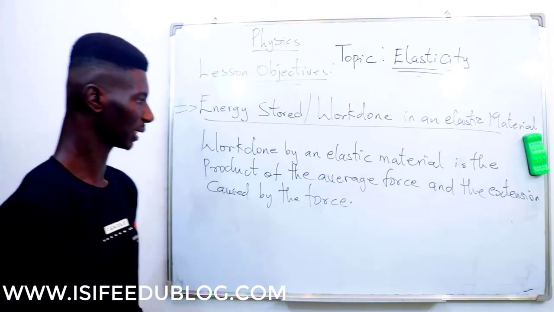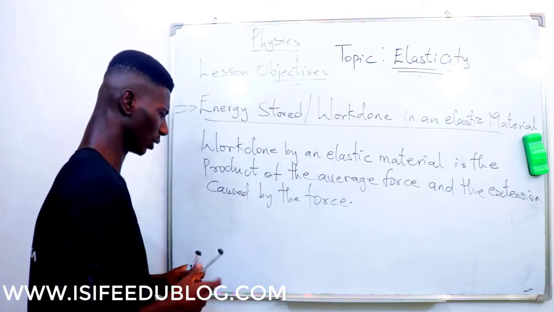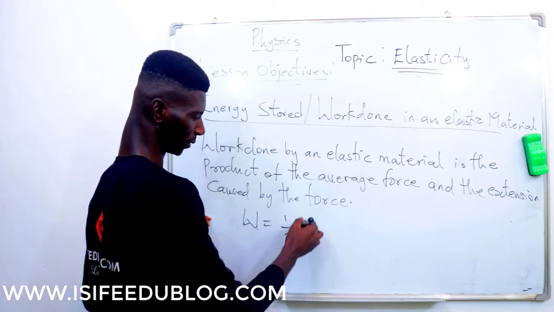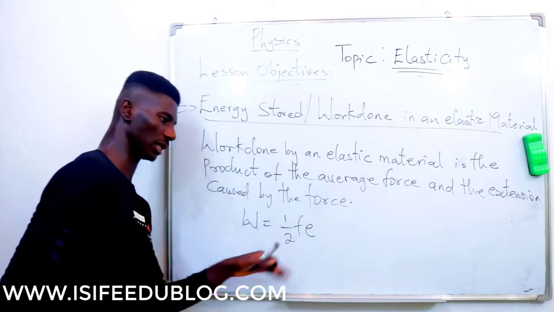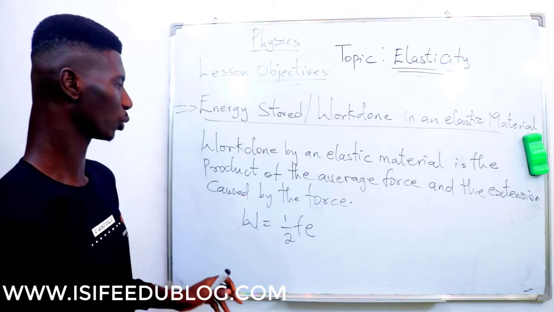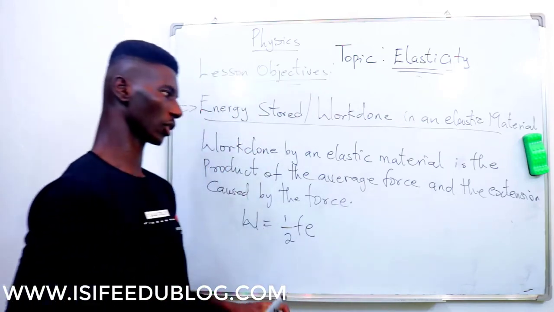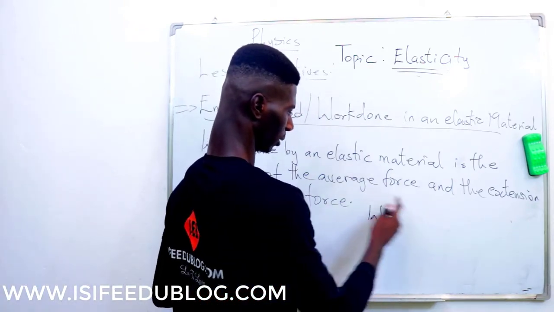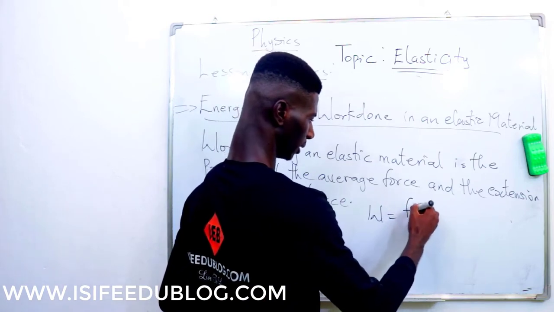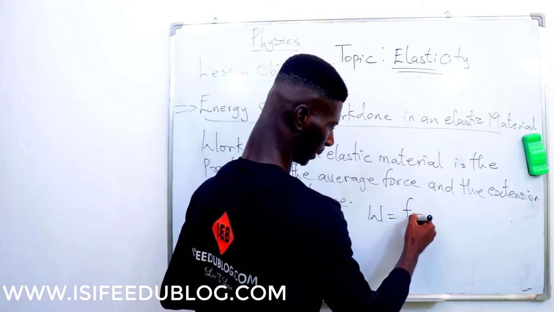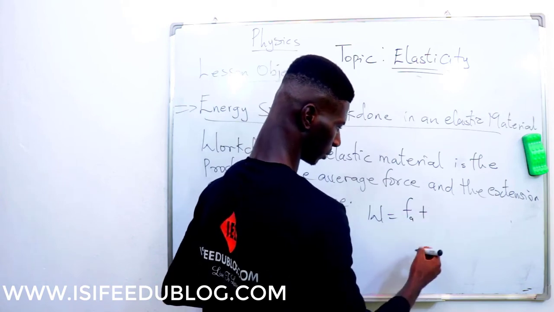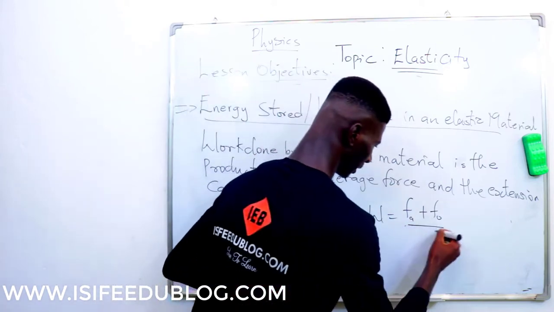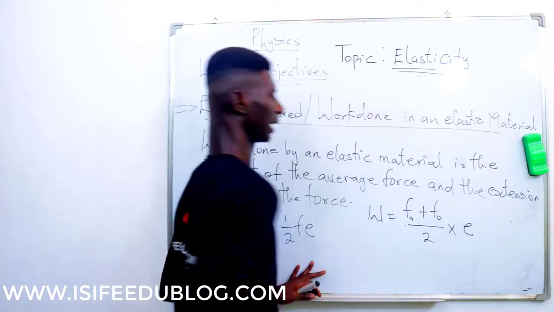Now, some of you that are very smart, what you normally see in your test is this, that the work done is equal to half of the force times the extension. This is correct, but what they fail to show you is where the average force is coming from. Initially, it is supposed to be the force applied plus the initial force, divided by 2, times the extension.